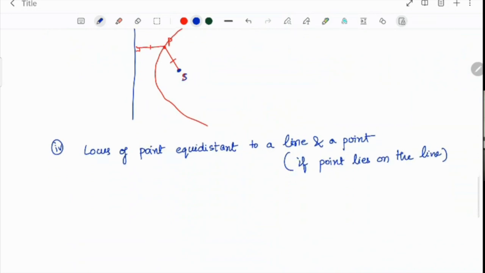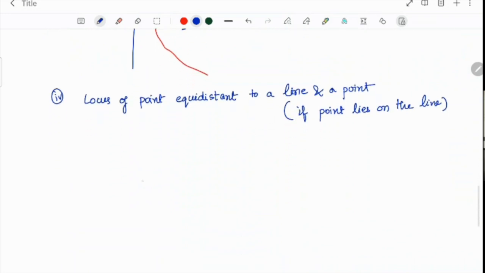Meaning what they're saying? There is one line like this. On this line, there is one point, let's say P or S. Fixed point is there, fixed line is there, and the fixed point is lying on the fixed line. Then we need to collect all points whose distance to S and distance to the line are the same. Then what would be the locus here?